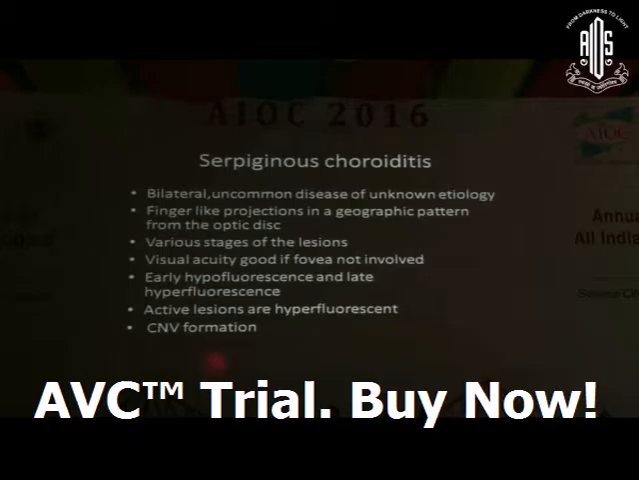Serpiginous choroiditis is a bilateral uncommon disease of unknown etiology, with finger-like projections from the disc in a geographic pattern. There are various stages of the lesion. Visual acuity is good if the fovea is not involved. There can be early hypofluorescence and late hyperfluorescence within the lesion. Active lesions can be hyperfluorescent, which can be confirmed on the angiogram, and CNV can get formed, which will give its own peculiar classic CNV appearance.